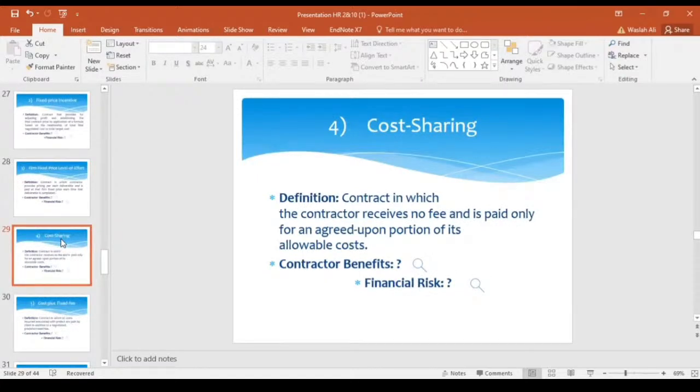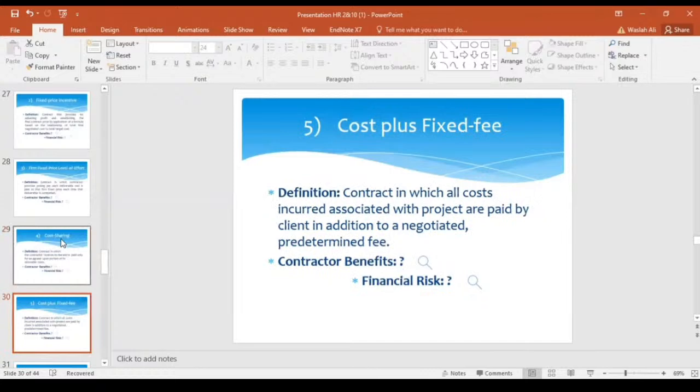Contract in which the contractor receives no fees and is paid only for an agreed upon portion of its allowable cost. In this type of contract, however much an investor invests in his contract, he will be paid for that investment amount. Here we have benefits and financial risk for this type also. In this case, there is the contractor's ability to have a portion of research and development cost paid to him. And finally, what are the financial risks? There is low financial risk, but no profit for a contractor.